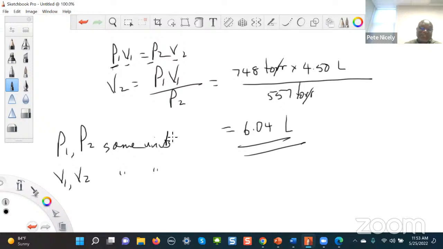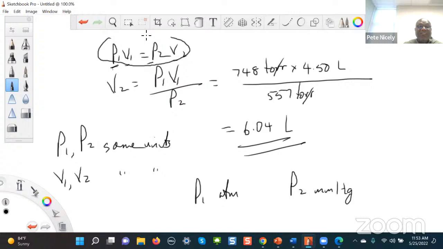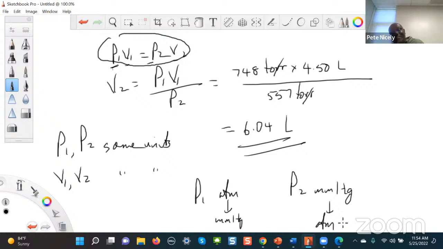And that's important because you may be given a question where, for example, P1 is in atmospheres and P2 is in, let's say, millimeters mercury. So what that means basically is that before you can use the Boyle's law equation here, you either have to convert the atmosphere units to millimeters mercury for P1 or convert the millimeter mercury units to atmospheres before you can plug the numbers into that equation. All right? So that's something that you need to keep in mind. The units have to be consistent on both sides of the equation.